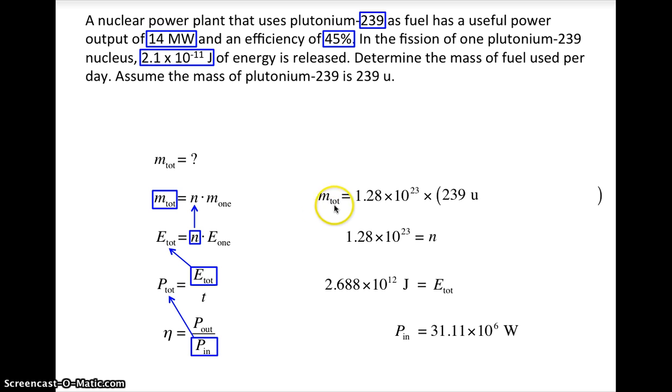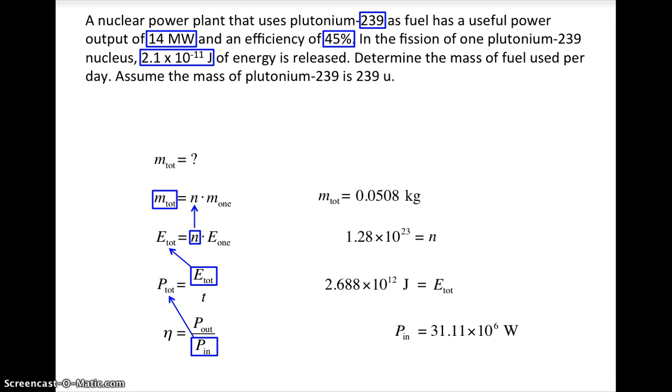But we don't want the final answer to be in U, atomic mass units. We want it to be in kilograms. So you open your data booklet, you look up the conversion factor, and you use it to convert to kilograms. The U cancel out, leaving us kilograms, and the answer is this.